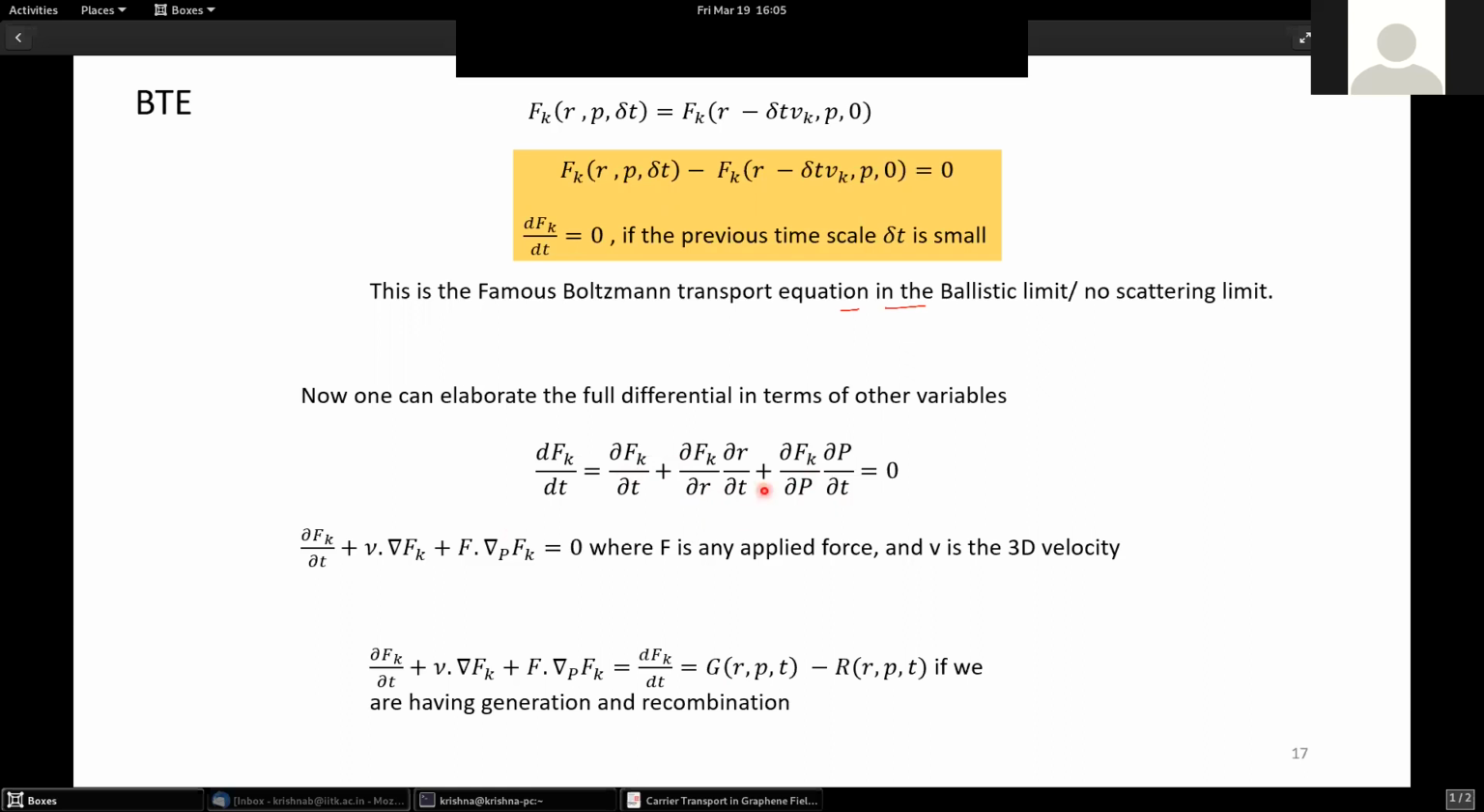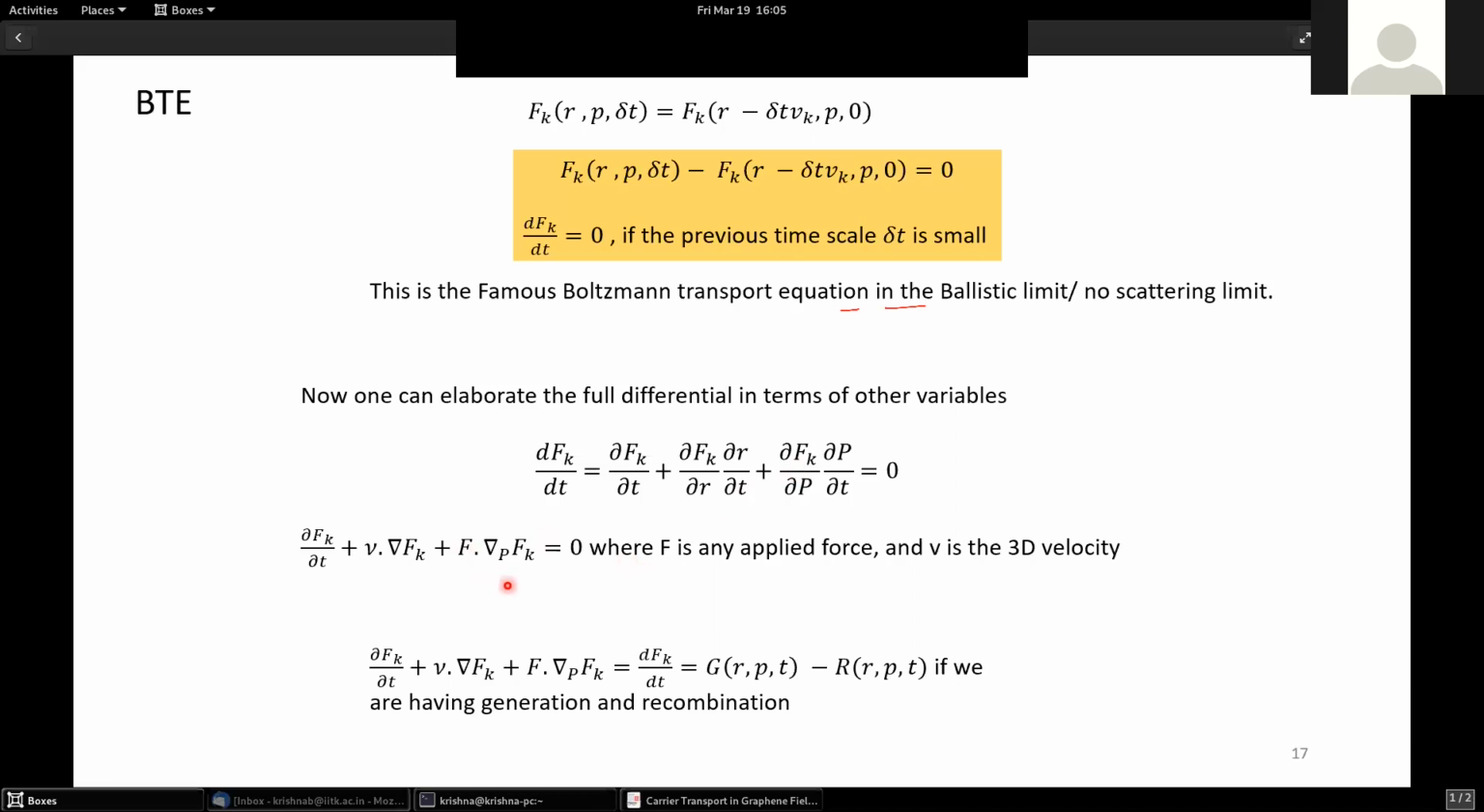And if we know del r by del t to be the velocity, now the first part is basically del times f of k, and del p by del t is the force that acts. Right? This is the classical Newton's change in momentum with Newton's first law. So you have the force times del p, where del p is the gradient with respect to the momentum, times the Fermi function.